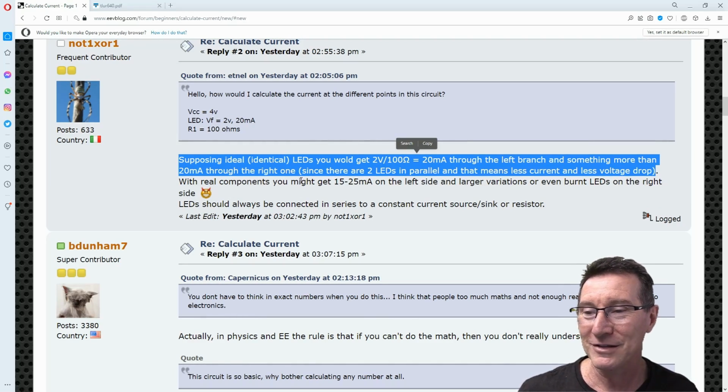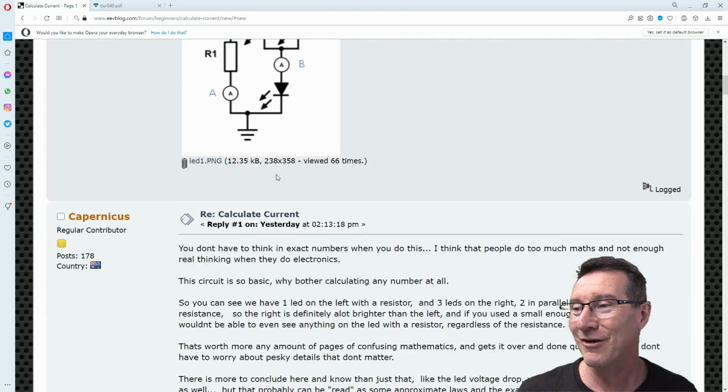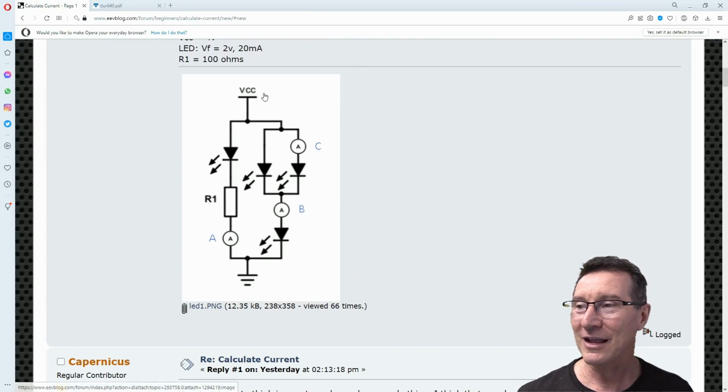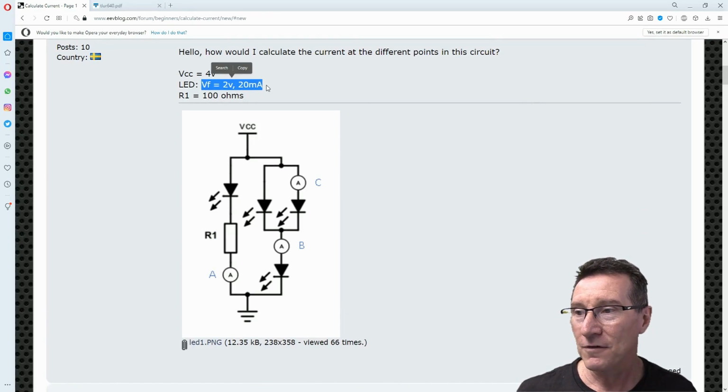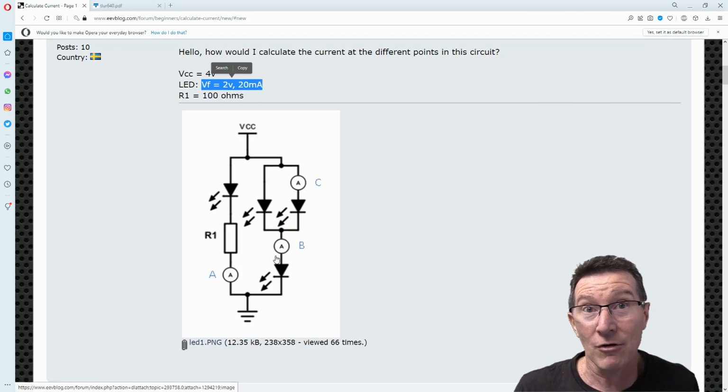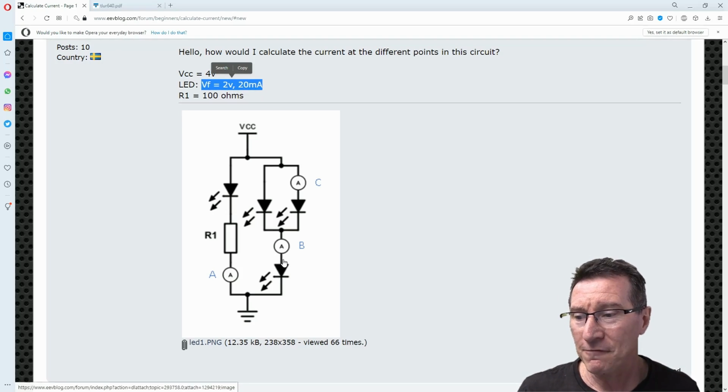With real components, you'd get the left side and larger variations of burnt LEDs on the right. Well, see, here's the thing: if you rigidly stick to VF 20 milliamps, you'd have 20 milliamps through here, 20 milliamps through here, and then Kirchhoff's current law must hold, so you'd have 40 milliamps flowing through this one down here.